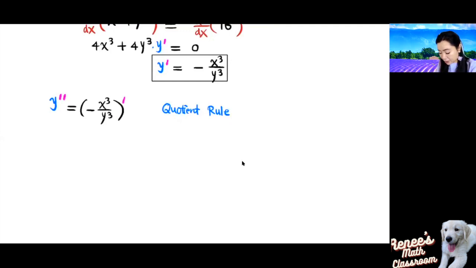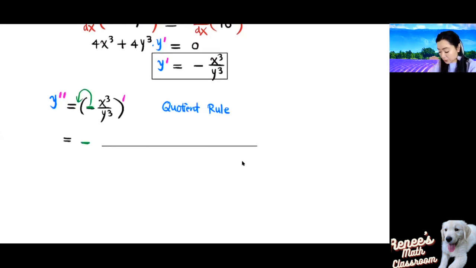And now we can also take out this negative sign in front because it is a constant multiple. And we're going to use the quotient rule. The quotient rule says that we differentiate the function in the numerator times the function in the denominator, subtracting the function in the numerator times the derivative of the function in the denominator, and then all of this over the square of the denominator.